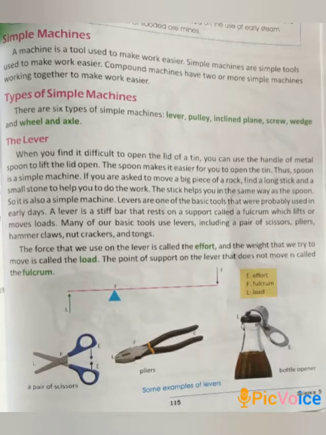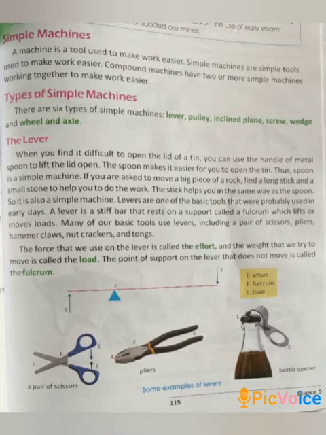Simple machines. A machine is a tool used to make work easier. Simple machines are simple tools used to make work easier. Compound machines have two or more simple machines working together to make work easier. Then types of simple machines. There are 6 types of simple machines. They are lever, pulley, inclined plane, screw, wedge, and wheel and axle.